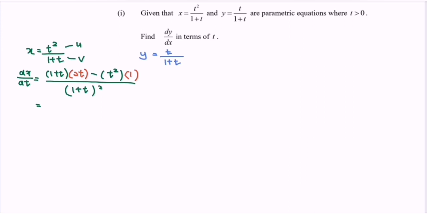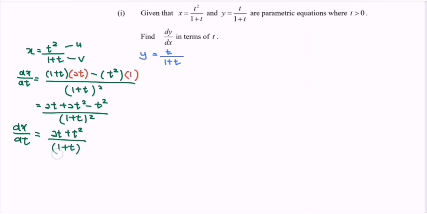Kindly expand the situation where we have 2t plus 2t squared minus t squared over (1 plus t) squared. Finally, dx/dt is equal to 2t plus t squared over (1 plus t) squared. So that is the dx/dt. Next, focus on the dy/dt.